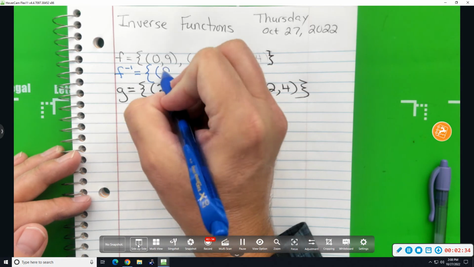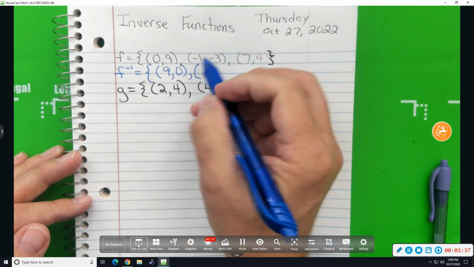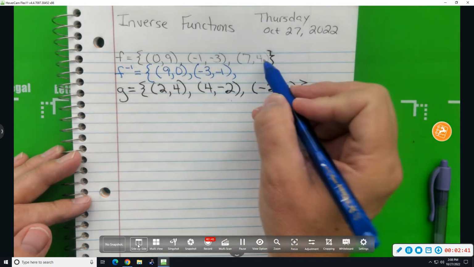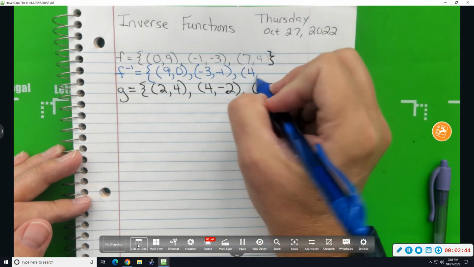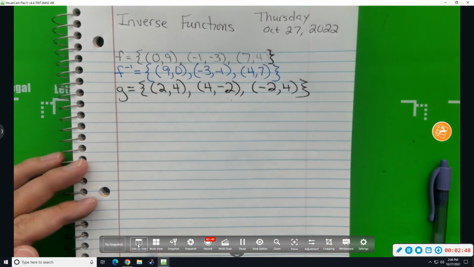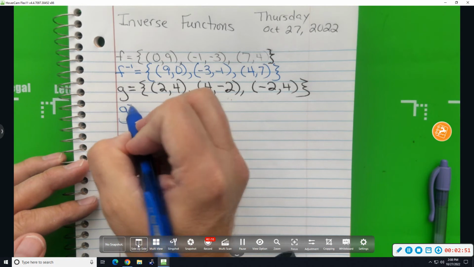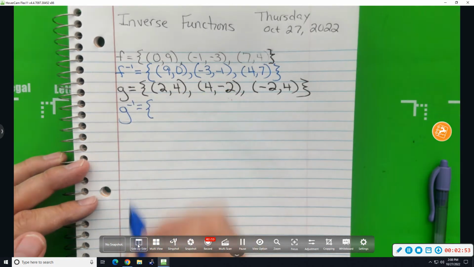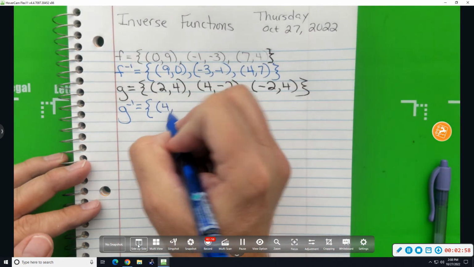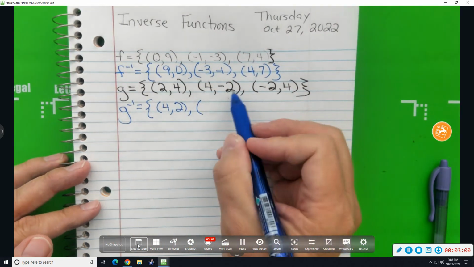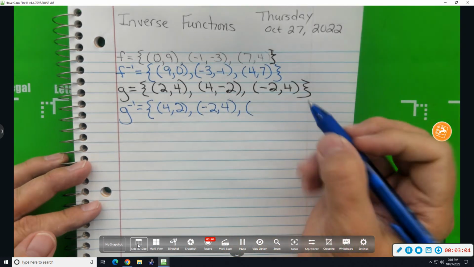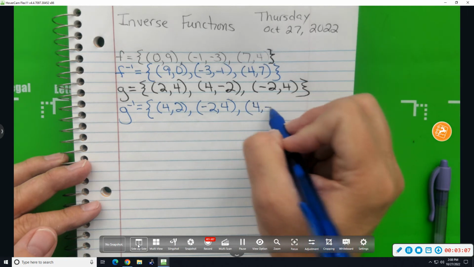(0, 9) becomes (9, 0). (-1, -3) becomes (-3, -1). And (7, 4) becomes (4, 7). What about the inverse of g? g inverse. (2, 4) becomes (4, 2). And (-2, 4) becomes (4, -2). We're just reversing the ordered pairs.